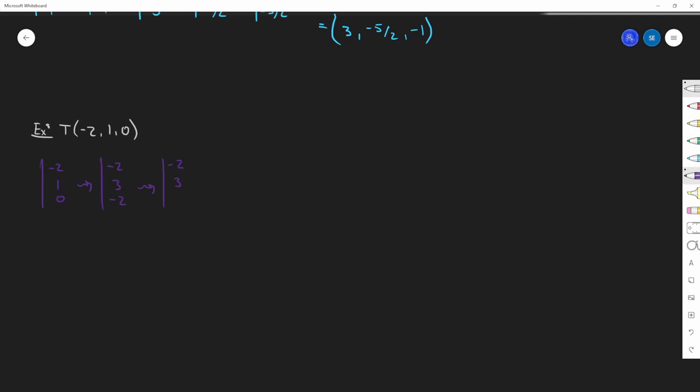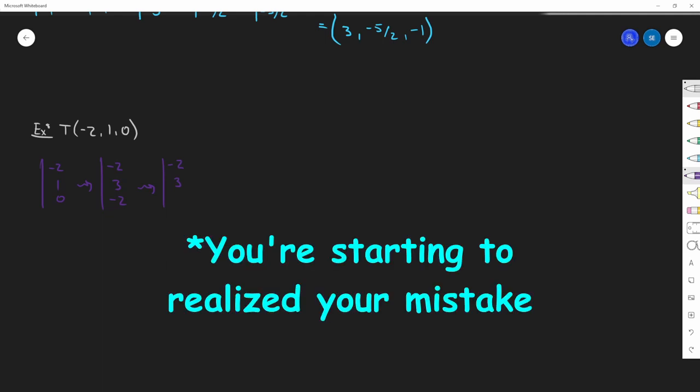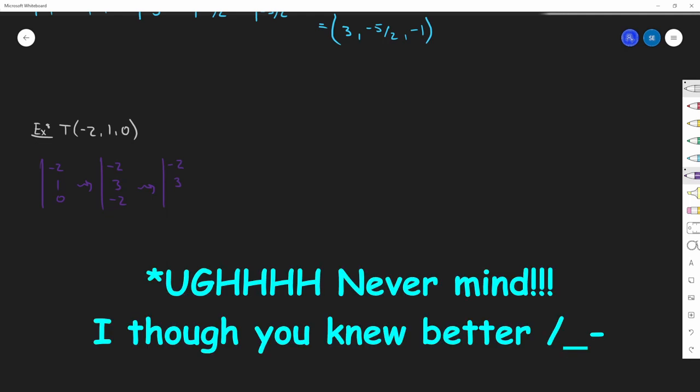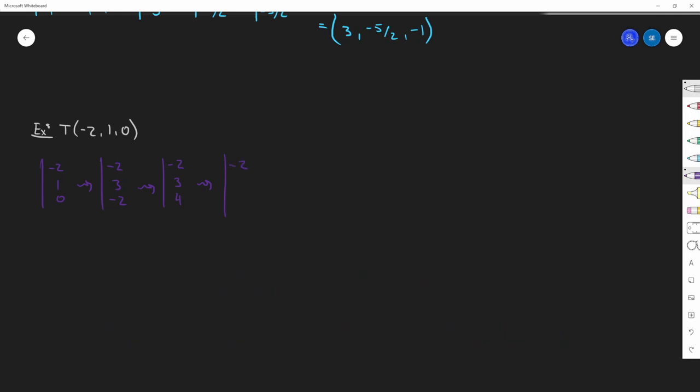Minus 2, it is... Wait. 3 times 2 is 6? Yeah, 3 times 2 is 6. Minus 2 is 4. Take the half and then negative. So it would be negative 2, negative 3, 2. And so, oh, no. This is wrong.